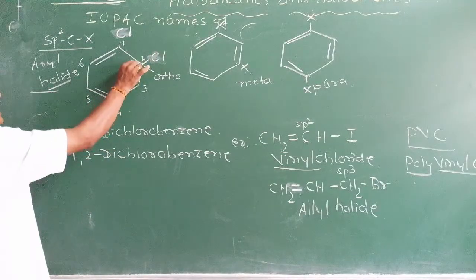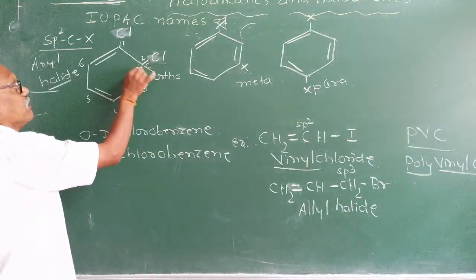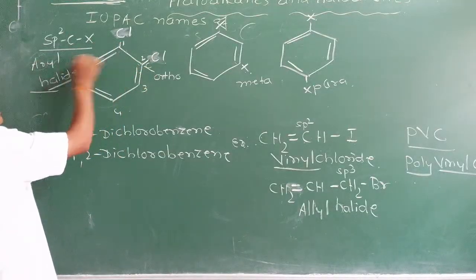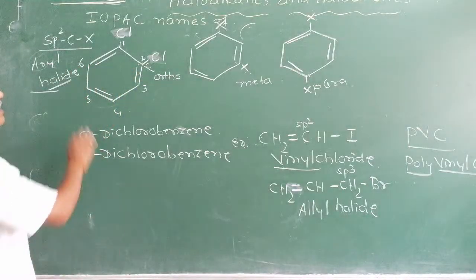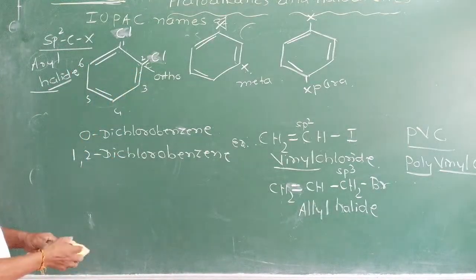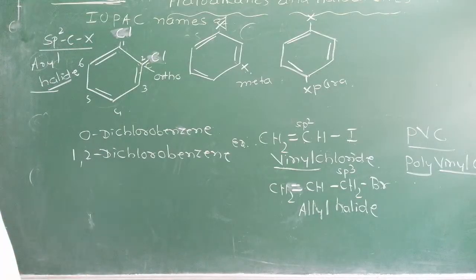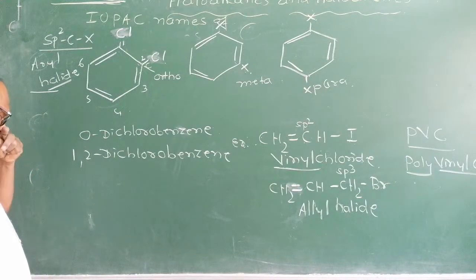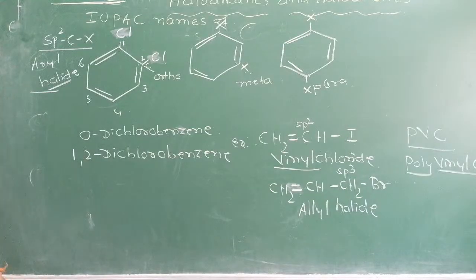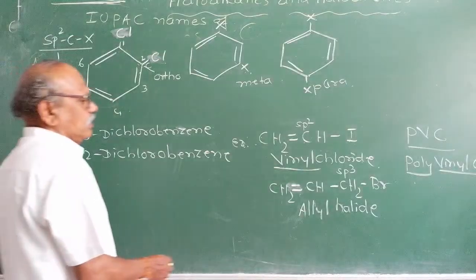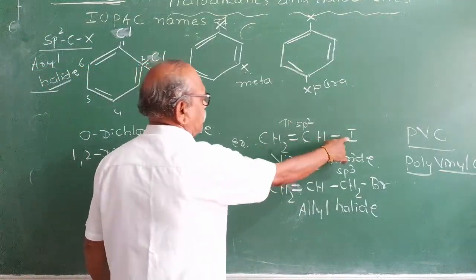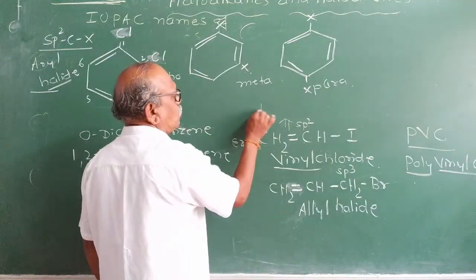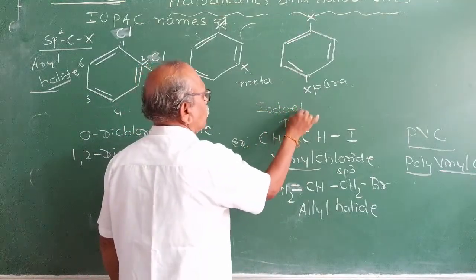So when the halogen atom is directly linked to the doubly bonded carbon atom in the benzene ring, then we call it an aryl halide. This is an aryl halide. Orthodichlorobenzene is an aryl halide. Write the name of it. It is called iodoethane.